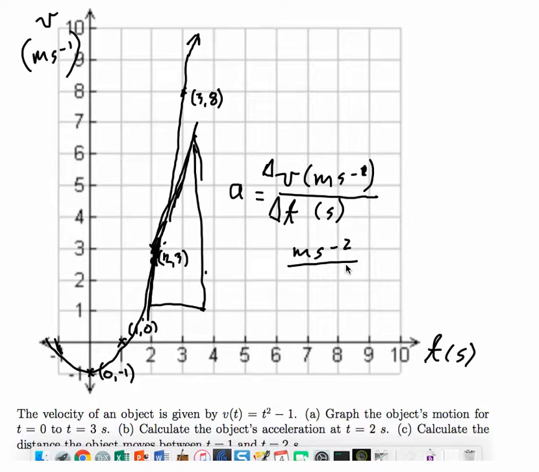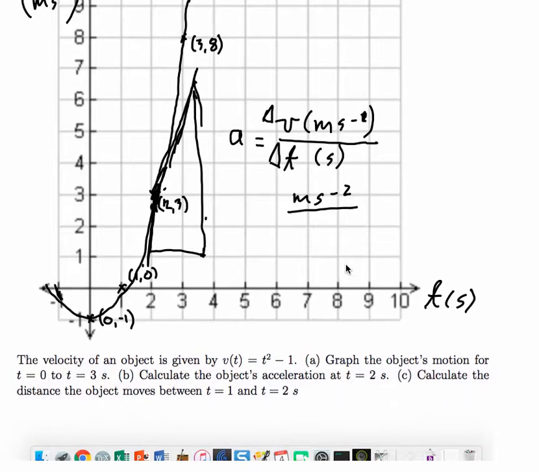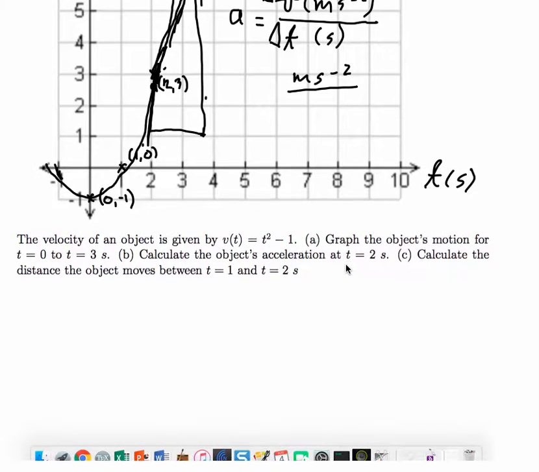So that's part B of this question: calculate the object's acceleration at 2 seconds. Now, this is where the calculus comes in. Calculus is a tool for calculating, at least initially. Differentiation is a tool for calculating the gradients of lines, the slope of a tangent at a particular point. And we know that in this case, v equals t squared minus 1.